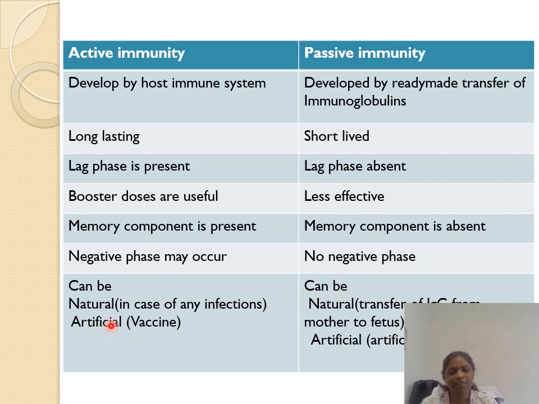Active immunity is either natural or artificial. Natural is seen in any kind of infection, and artificial is by vaccine. Whereas in passive immunity, natural is by transfer of immunoglobulin from mother to fetus, and artificial is by artificially transferred immunoglobulin.